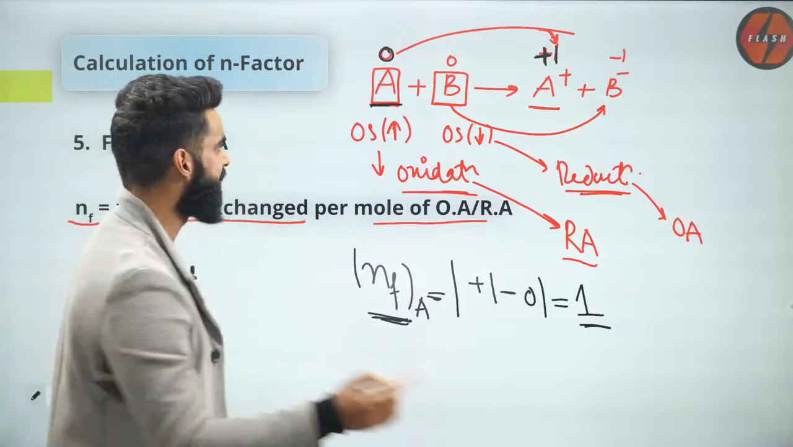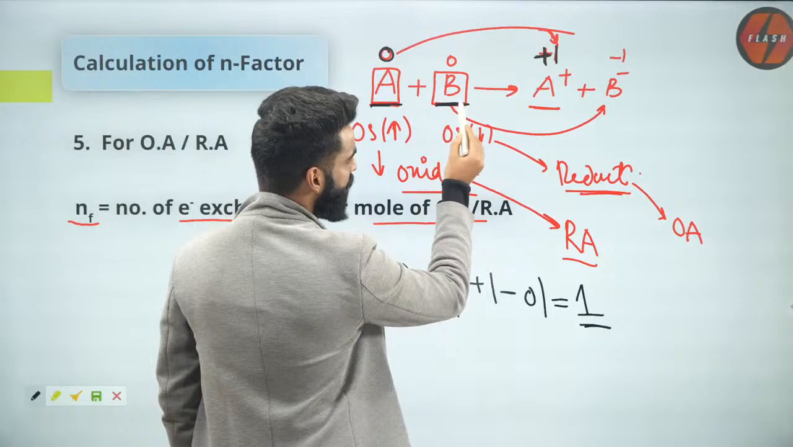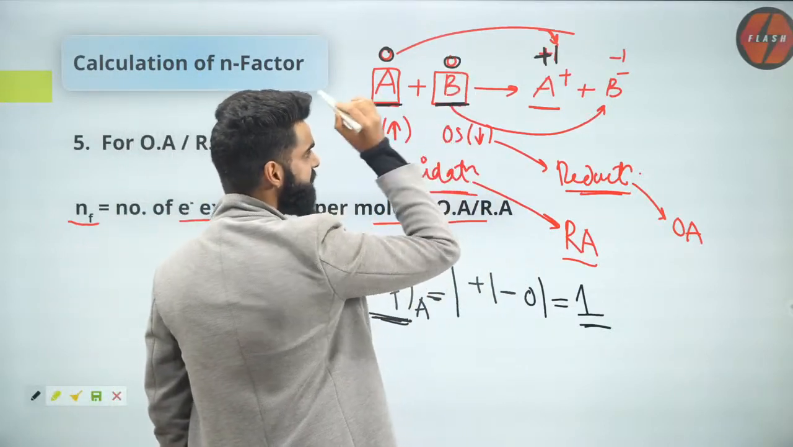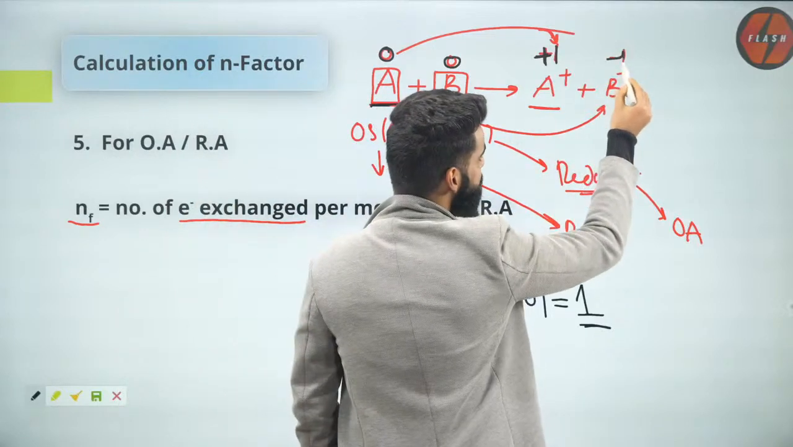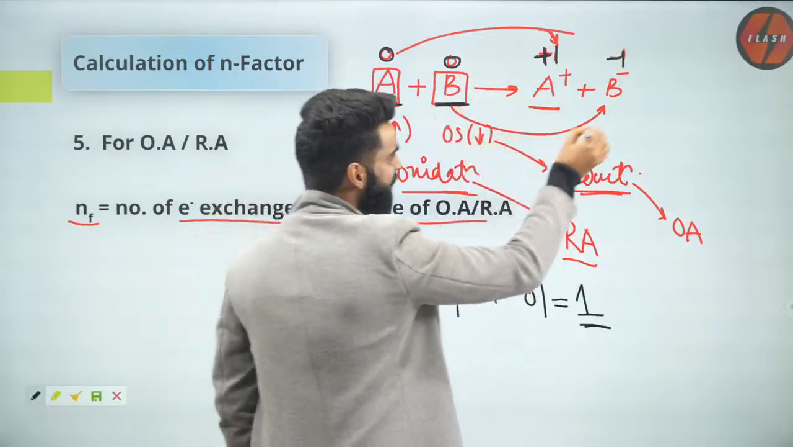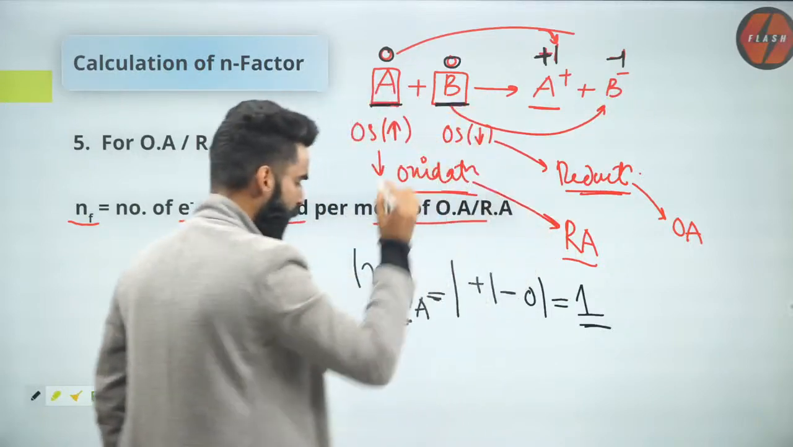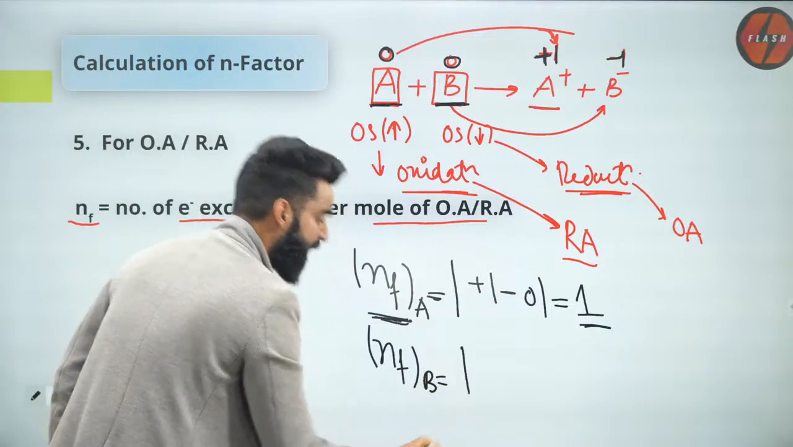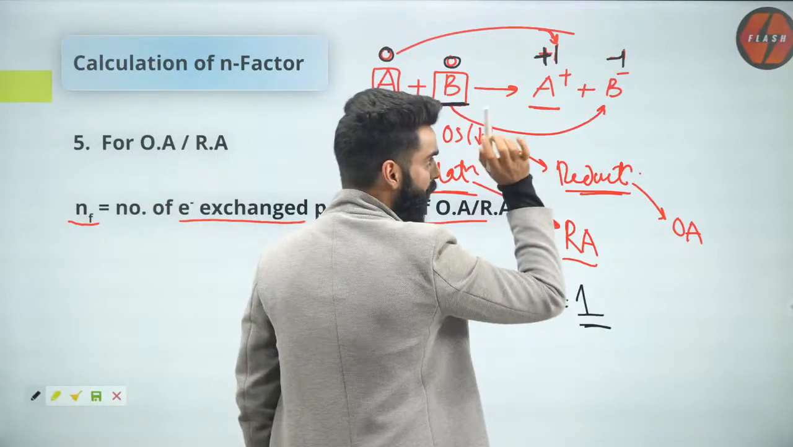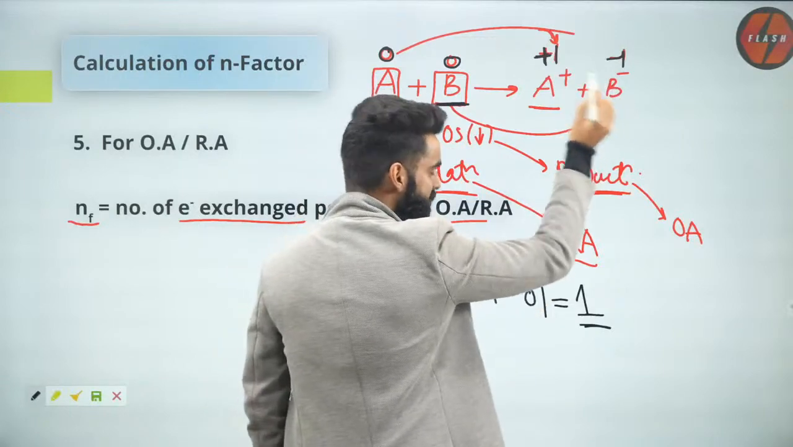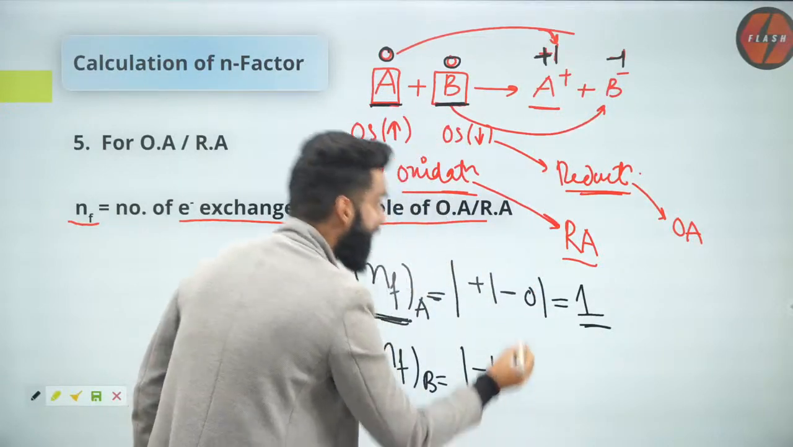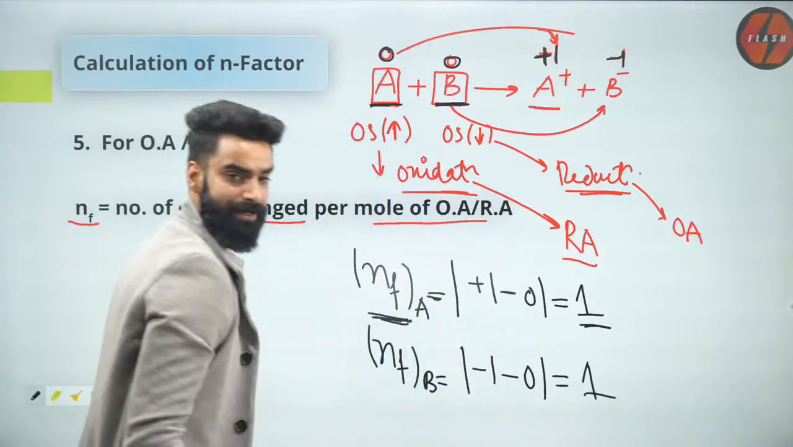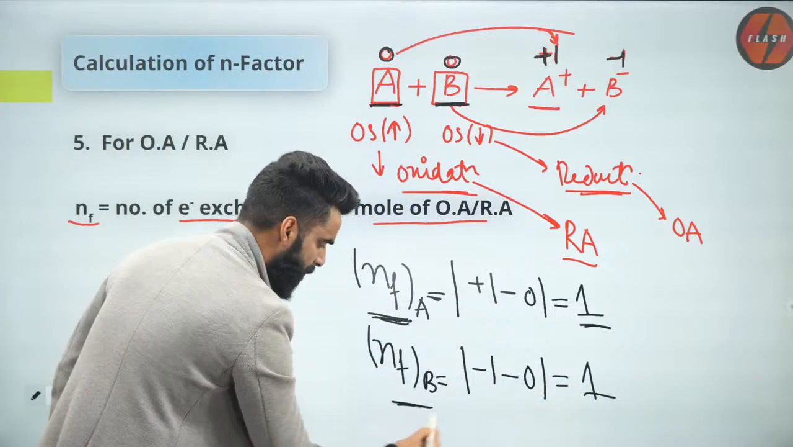Very, very simple. Similarly, if I talk about B, which is my oxidizing agent, can I say this is the initial oxidation state of B and this is the final oxidation state of B? In order to calculate the n factor of B, I'll be writing n factor of B will be equal to the change in the oxidation state of B, which is the final oxidation state of B, -1, minus the initial oxidation state of B, which is 0. The value will again come out equal to 1. So this 1 is the n factor of B over here.